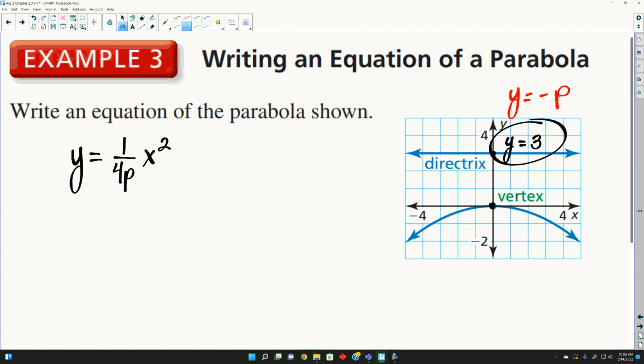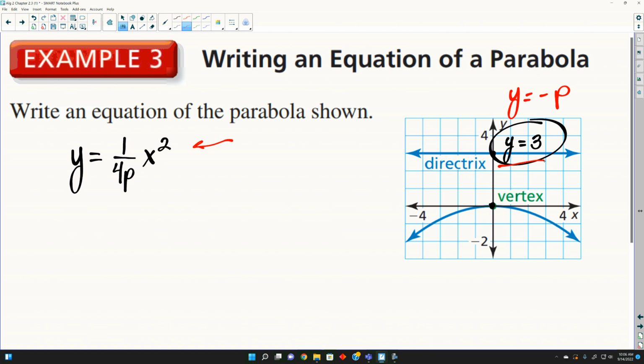Now it might be weird, why am I putting an emphasis on this? Because what are we trying to find? We're trying to find the equation, yes? And if we look at the equation, besides x and y, the only real variable that I have in this equation here is p, yes? Well, the directrix is what? Y equals negative p. I have that, so I have a way to find out what p is, because once we find the value of p, we plug it in.